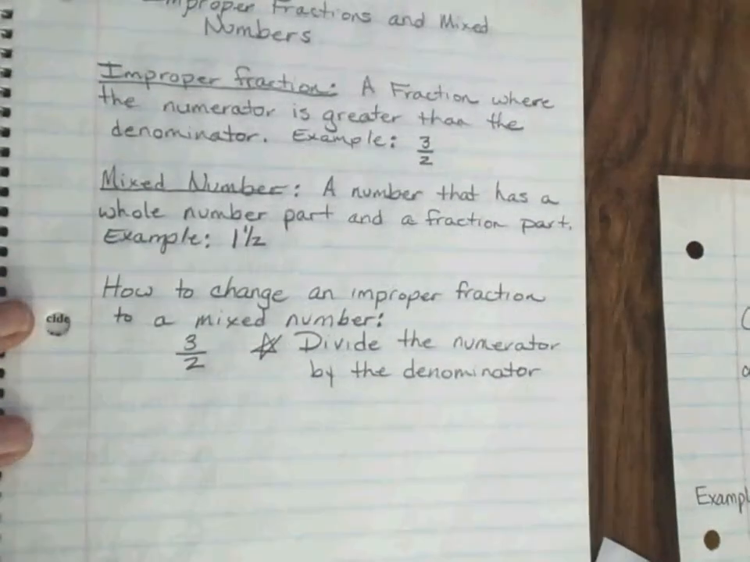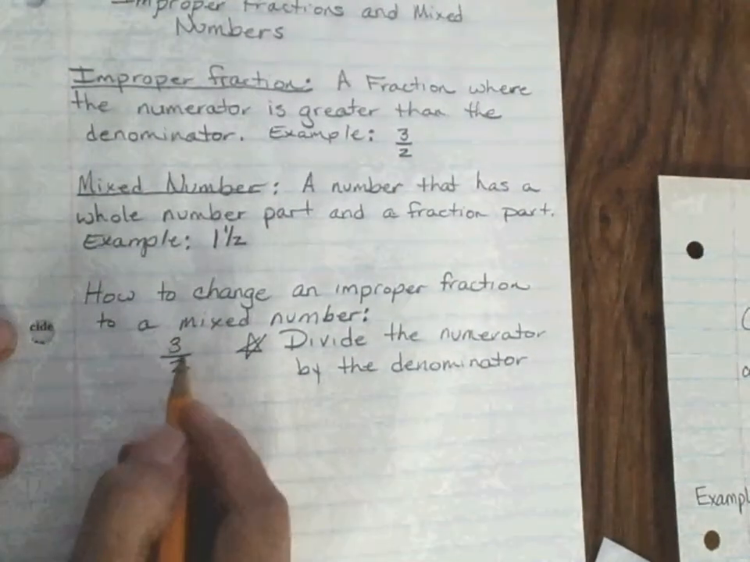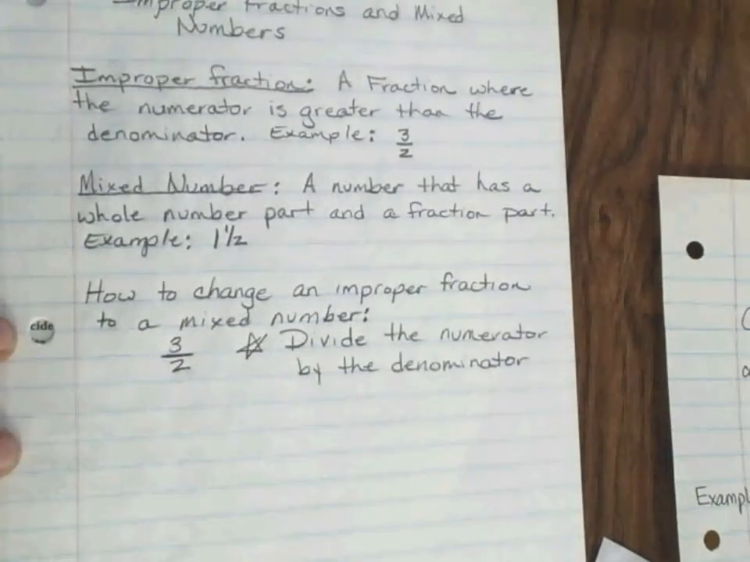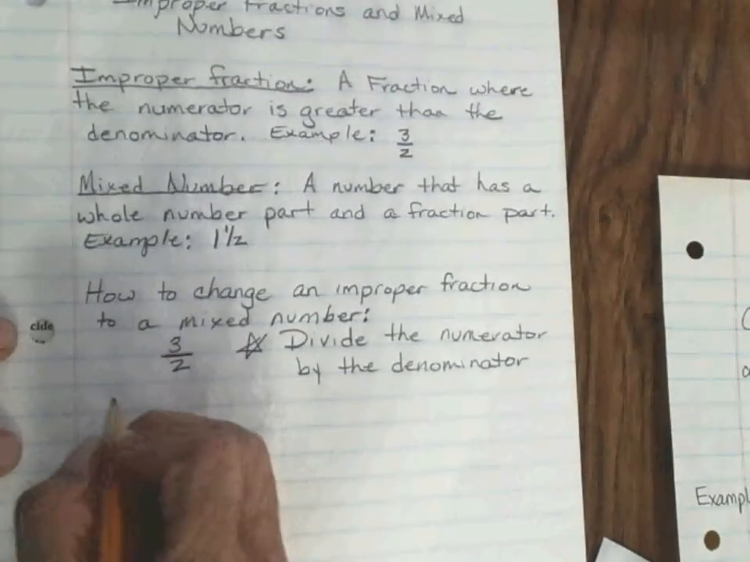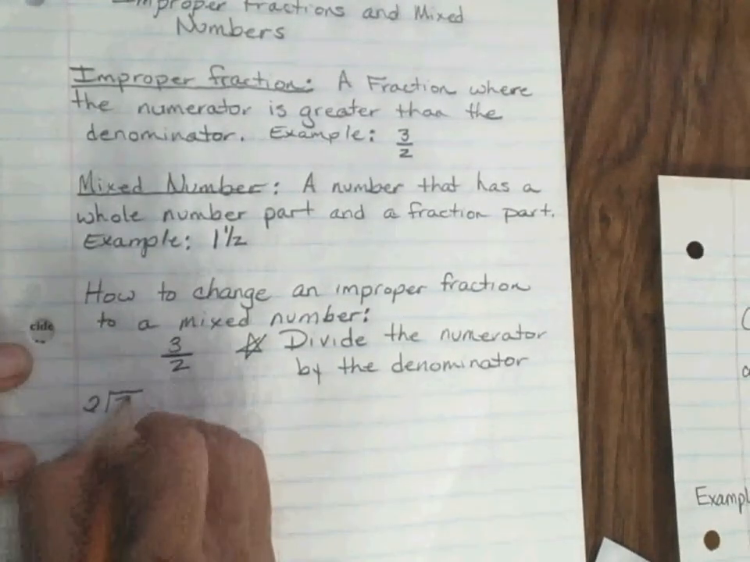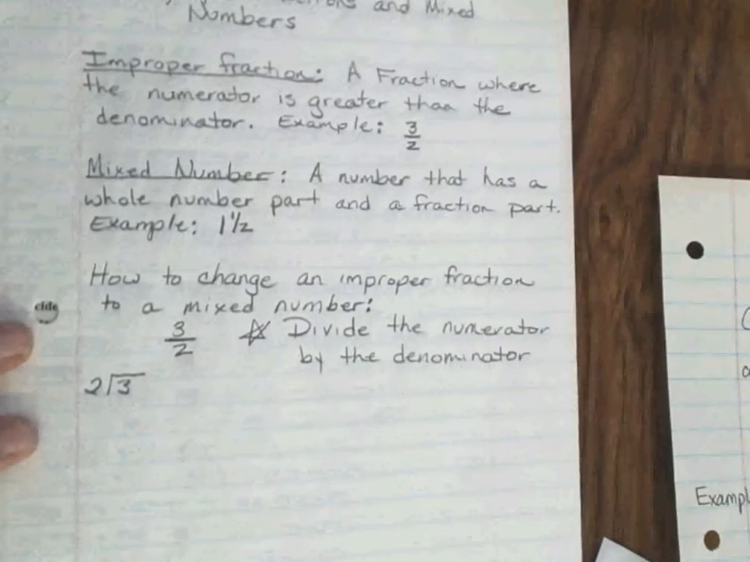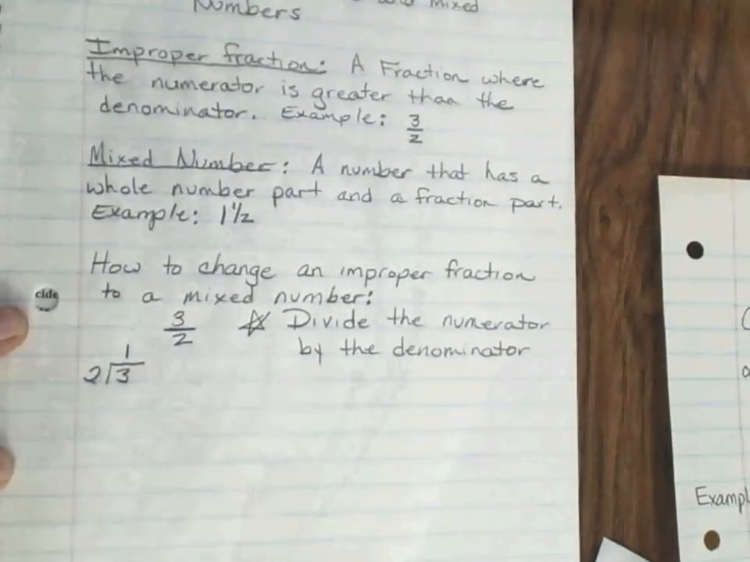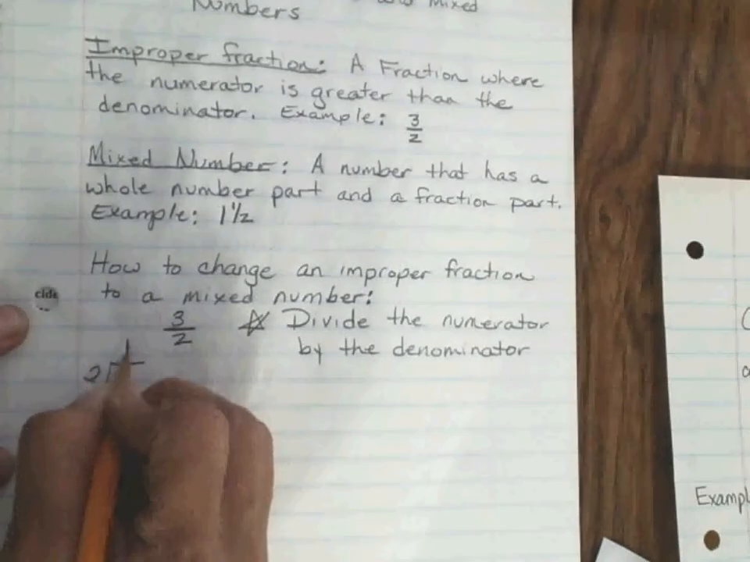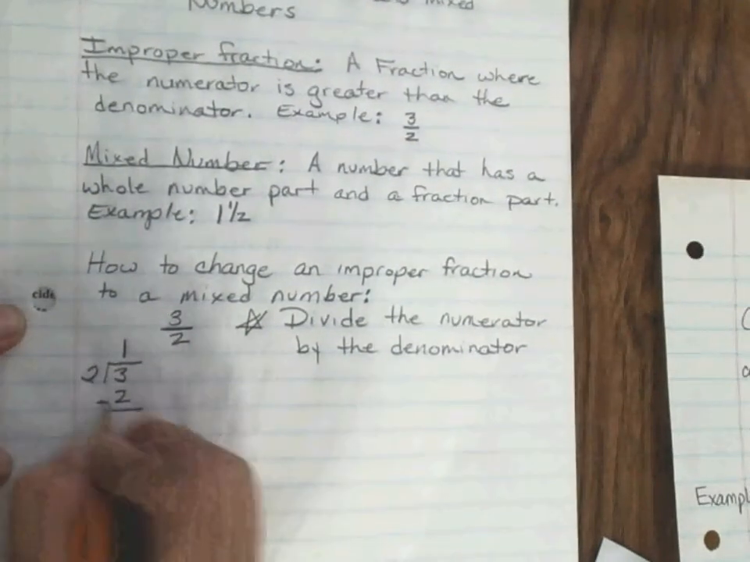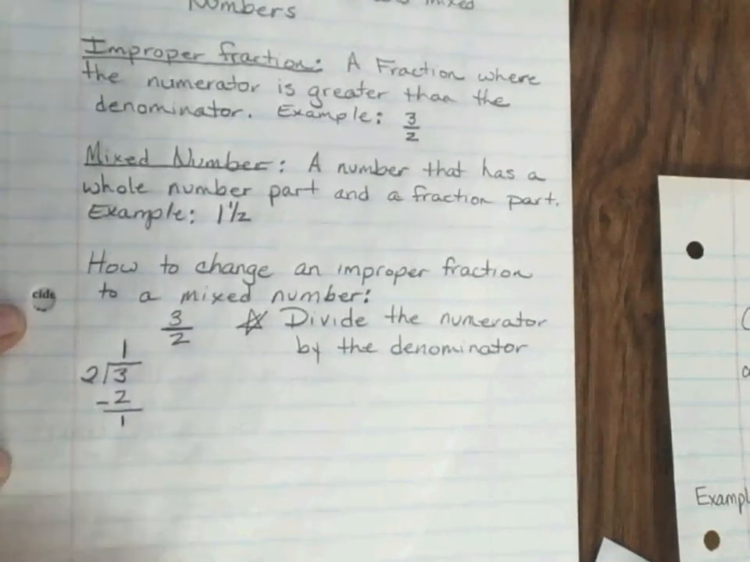Okay, and I think some of you may remember me telling you that this line here could be said as divided by, 3 divided by 2. So we're just going to do some old-fashioned division here. 2 into 3. 2 will go 1 time into 3. There's my whole number part right there. Then I need to subtract: 3 minus 2 is 1.